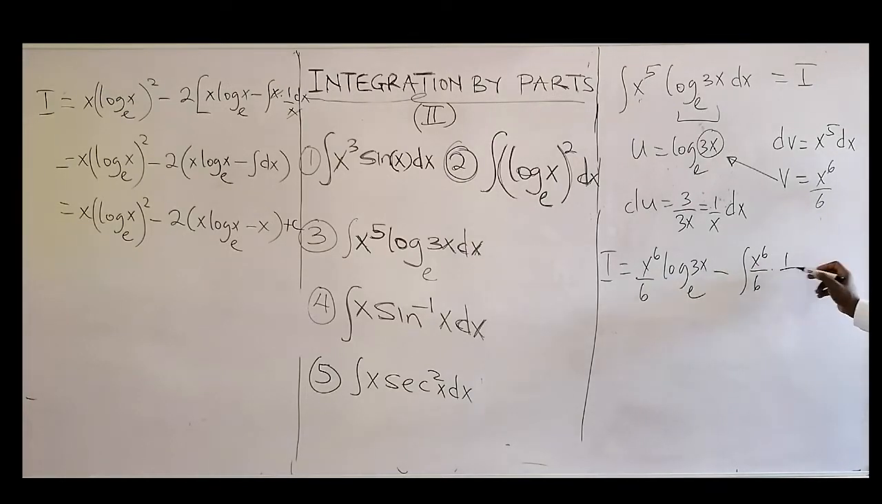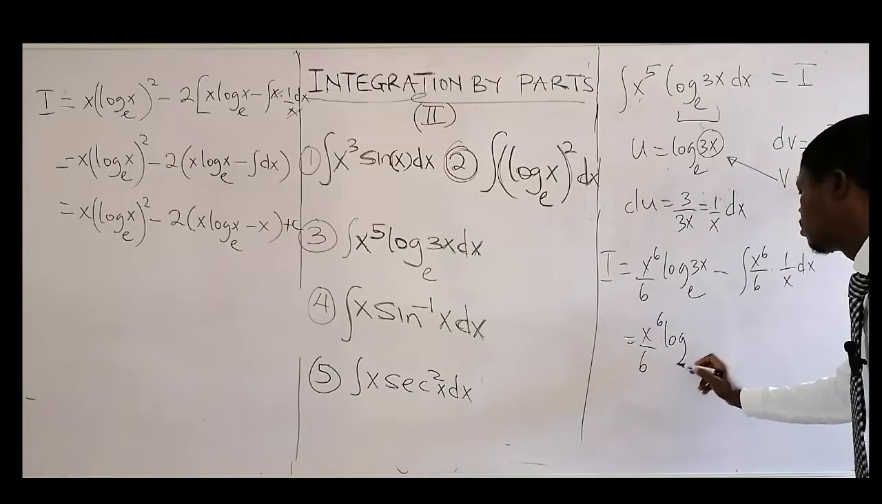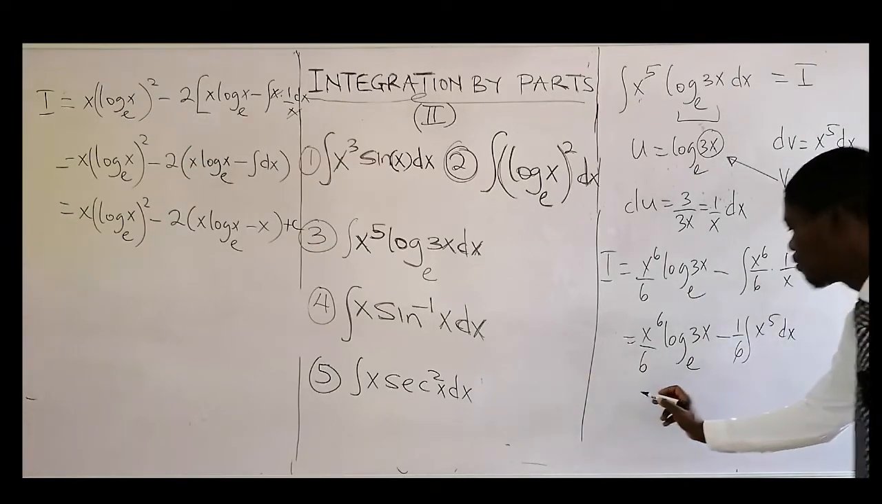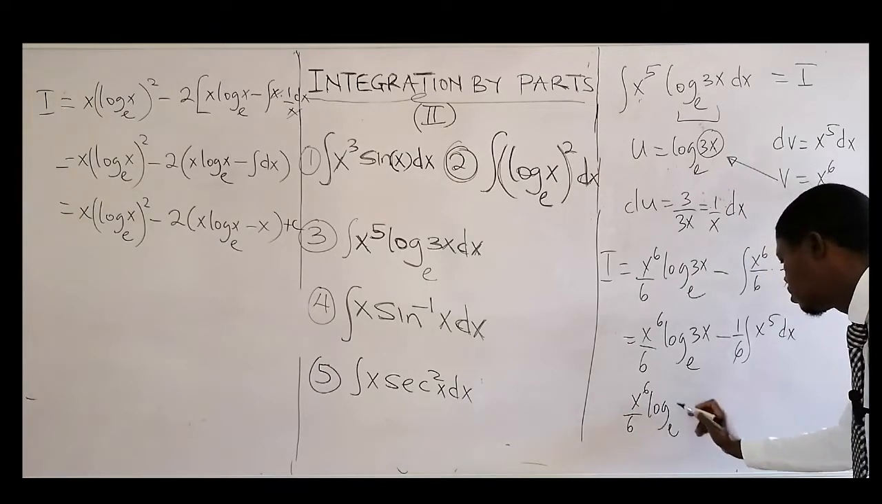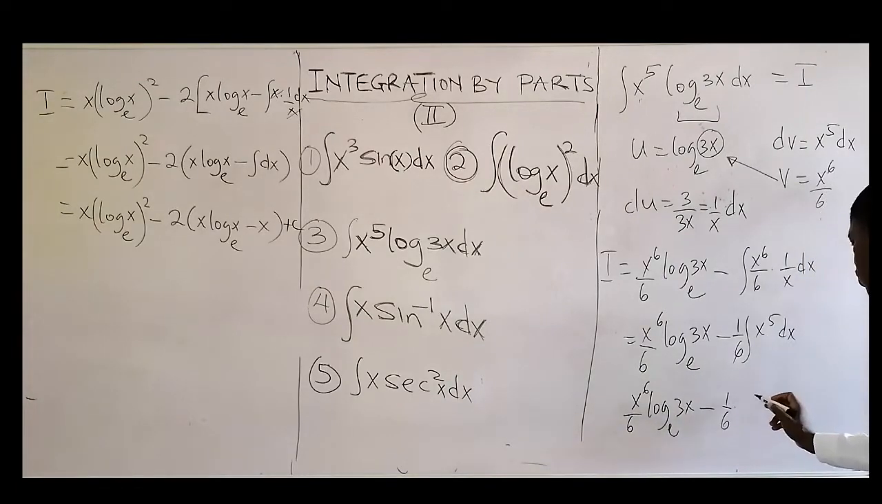My du is what? 1 over x dx. Okay? And this will be equal to x^6 over 6 log 3x base e, then minus integral of what? You can take the 6 out, okay, and that will be x^5 dx. One more step. Finally, we have this over 6 log 3x minus 1 over 6 times integral of this is what?